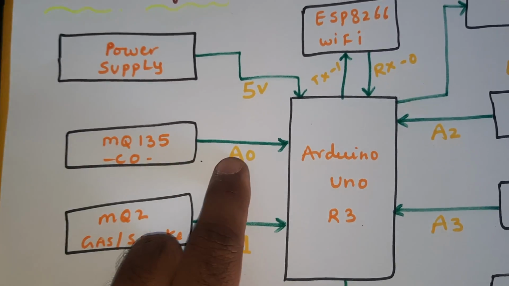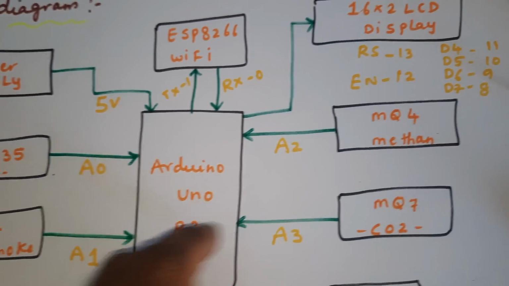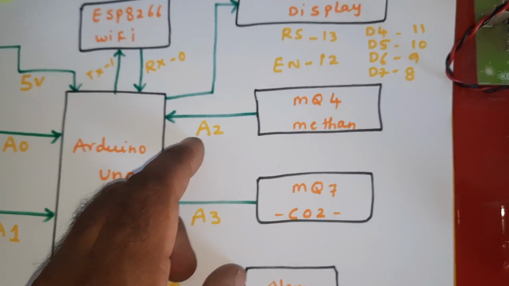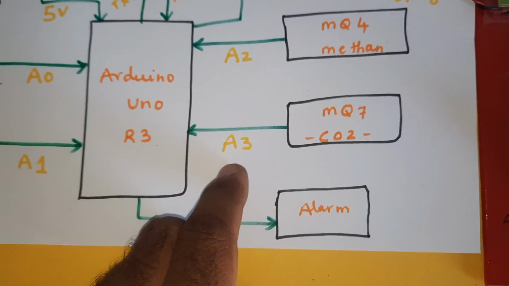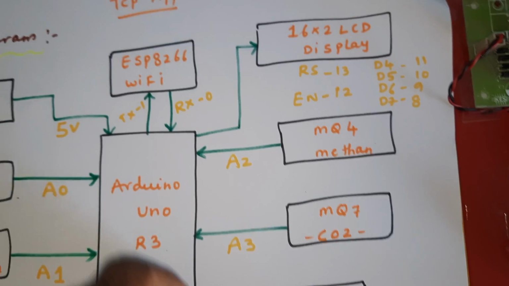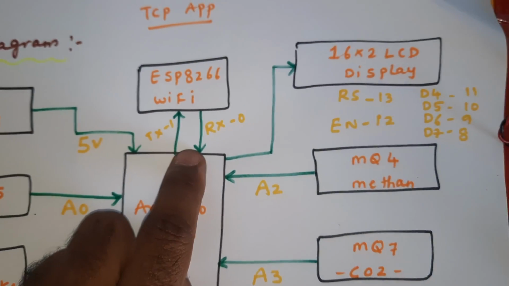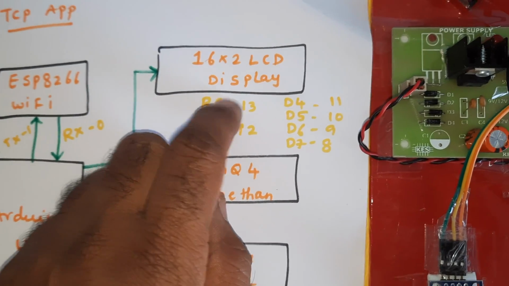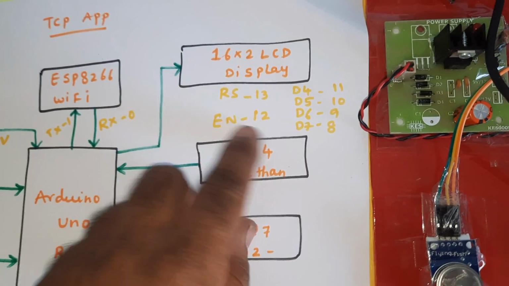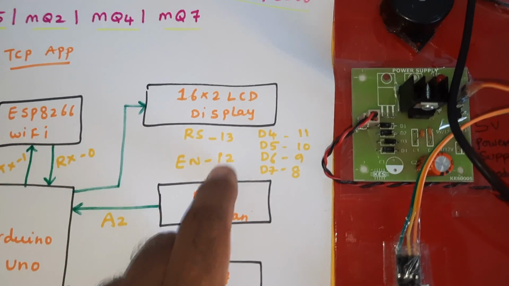The MQ135 air quality sensor is connected to A0, the MQ2 gas and smoke sensor to A1, the MQ4 methane gas sensor to A2, and the MQ7 carbon monoxide sensor to A3. The alarm is connected to pin 7, and the ESP8266 Wi-Fi module is connected to TX and RX, pins 0 and 1. The 16x2 LCD display is connected to GPIO pins 13, 12, 11, 10, 9, 8. So we use 4 ADC pins, 1 Wi-Fi module, an alarm, and a 16x2 LCD display.